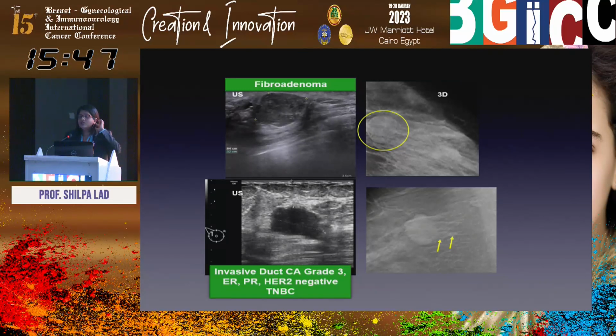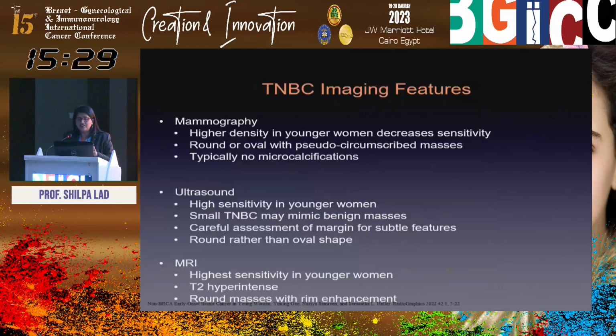Okay, but when you see subtle signs, microlobulations along the margin, you see a relatively smooth margin, but not a perfectly smooth margin, then remember to have a high level of suspicion in the younger age group. High level of suspicion, and do a biopsy if need be.